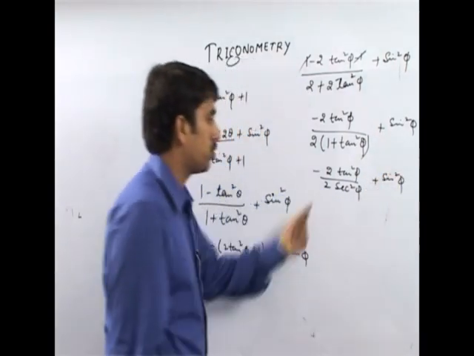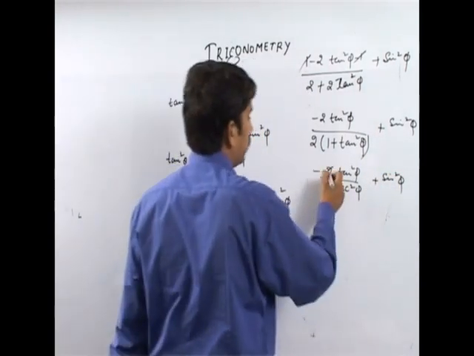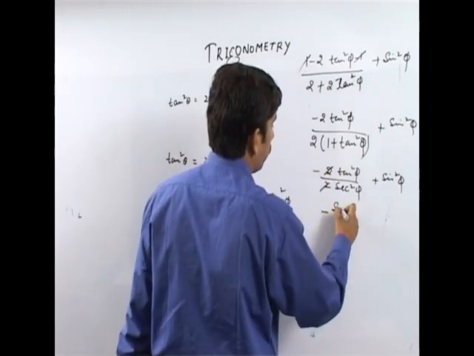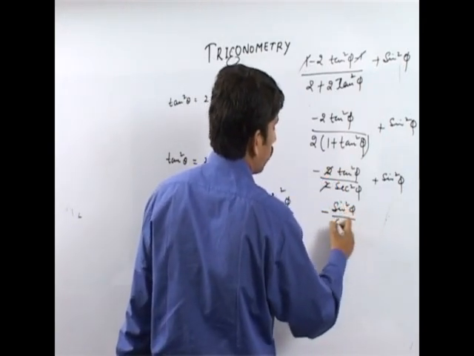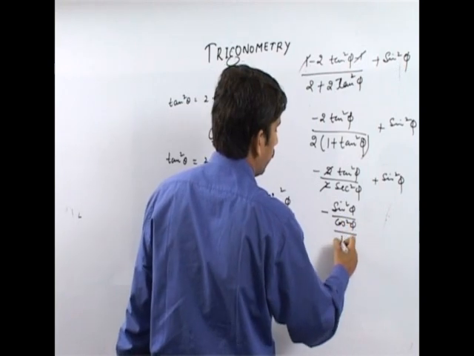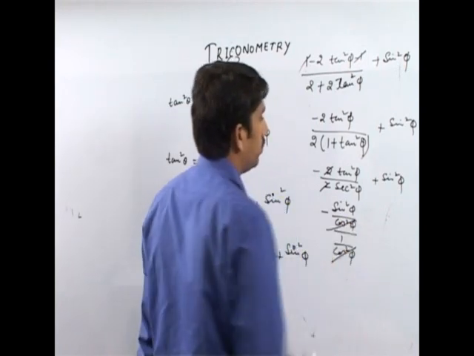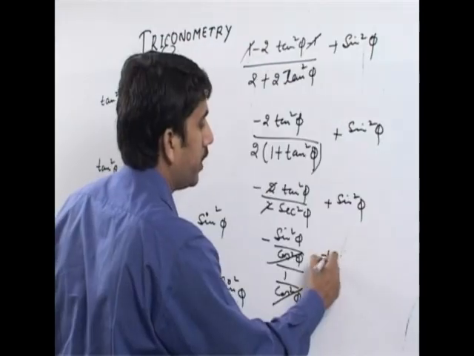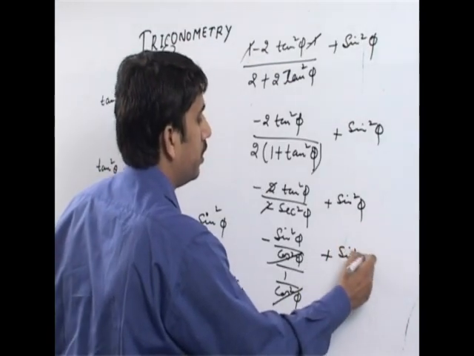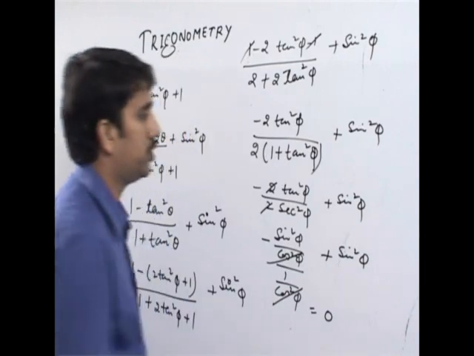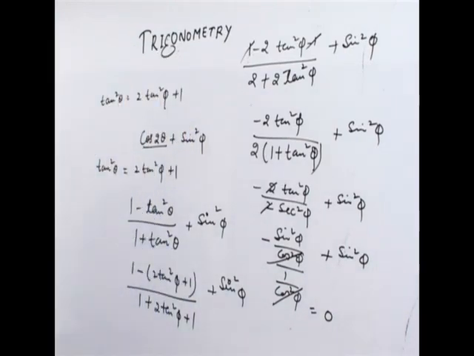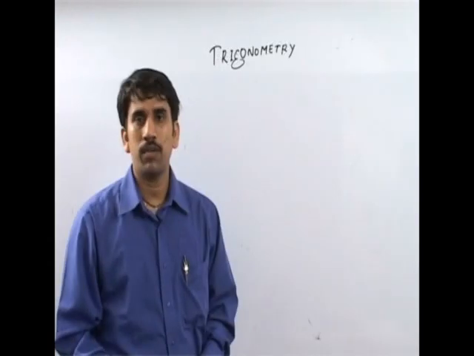Now this 2 will cancel out, and this is sin square phi over cos square phi over 1 over cos square phi. This will be cancelled out. Sin square phi minus sin square phi is equal to 0. Now we have some more formulas.